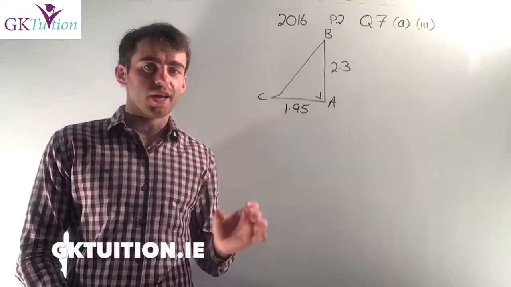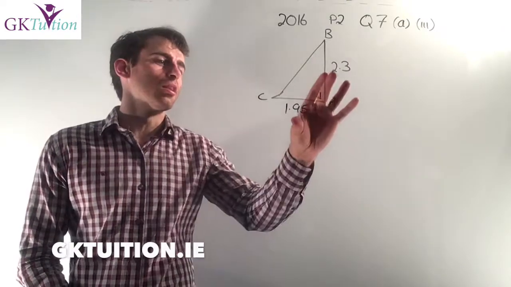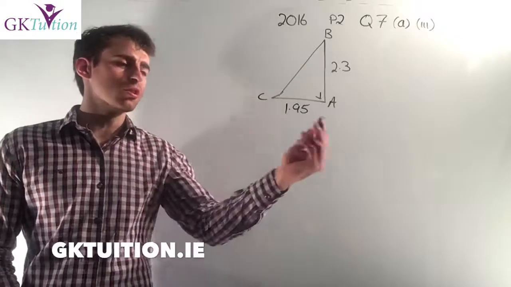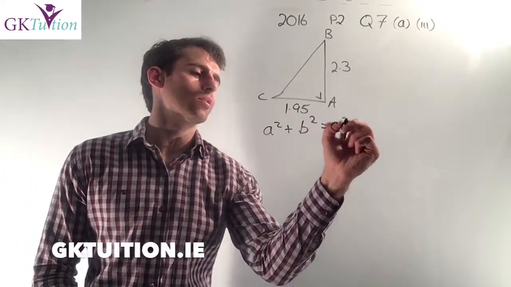So you should be getting a bit of deja vu from part 1. It's the exact same question. I know two sides in a right angle triangle and I'm trying to find the third side. So I'm just going to sub straight into my Pythagoras, which is a squared plus b squared equals c squared.